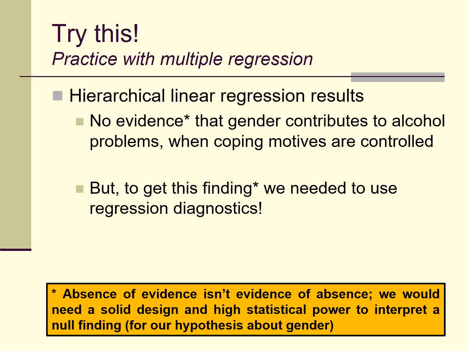Also, let's be clear, when I'm saying no evidence, especially in a small sample like this with relatively low statistical power, absence of evidence isn't evidence of absence. We need a good solid design and high statistical power to interpret this null finding, to say that technically gender has no effect on alcohol problems once you've controlled for drinking to cope motivation. All we can say here is not that there is no effect, rather we have no evidence of an effect. Absence of evidence isn't evidence of absence in a low-powered, non-experimental design like this.